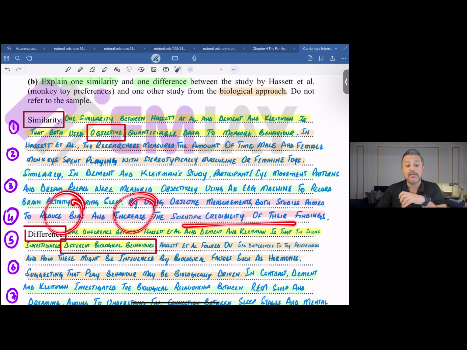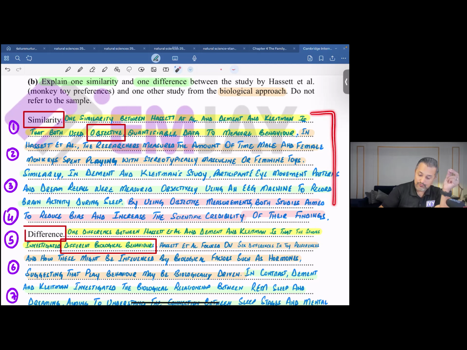Right? So when you're using objective measurements, both of the studies, what were they trying to aim at? They aimed at reducing bias from the study. They aimed at increasing the scientific credibility of the findings they eventually got. Now, this is how you secure 4 marks.